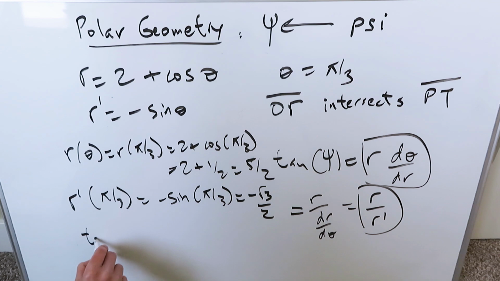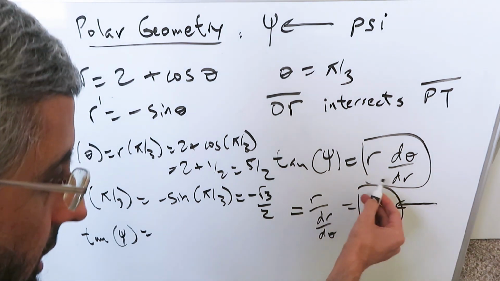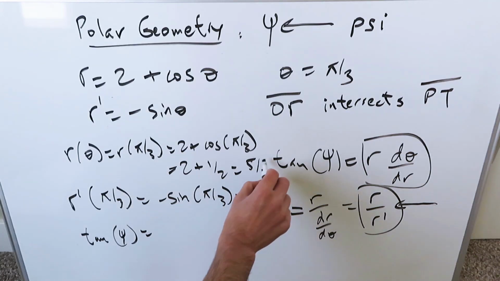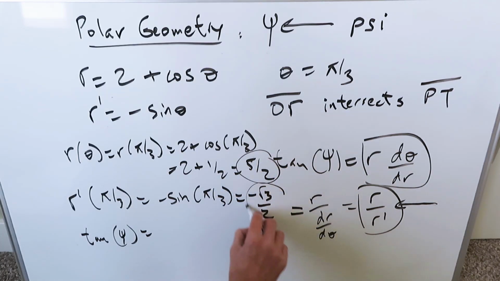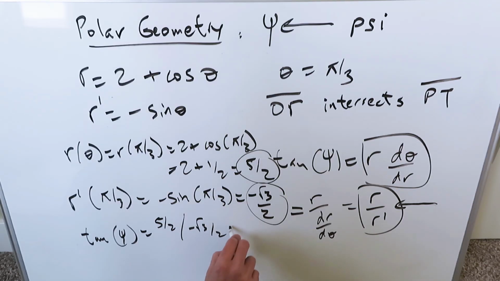I'm looking here at the tan of this angle psi is equal to, I'll focus right at this formula, r divided by r prime. I have r which is equal to 5 over 2. I have r prime which is equal to this because I plug in the values. I have over here 5 over 2 divided by minus root 3 over 2. The denominators will cancel out. Your answer here will be minus 5 over root 3.